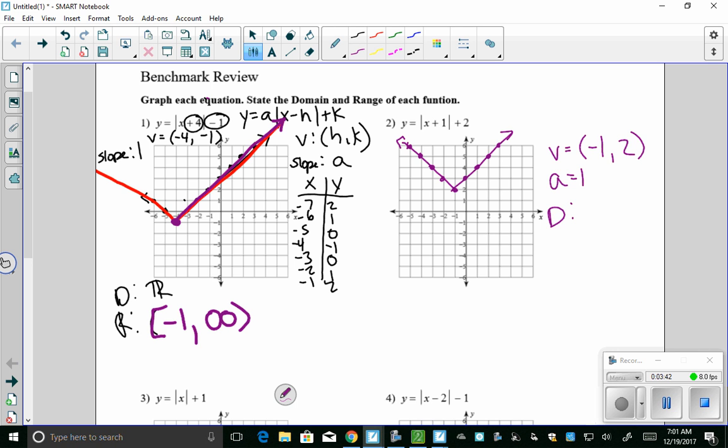Domain, here again, it's never stopping increasing or decreasing to the left or right. So my range starts at my lowest point on the graph, which is 2, comma, infinity, and that should be a bracket. And when I mean by lowest point, I'm using the y value for the lowest point. So here's my lowest point. I'm using this value.